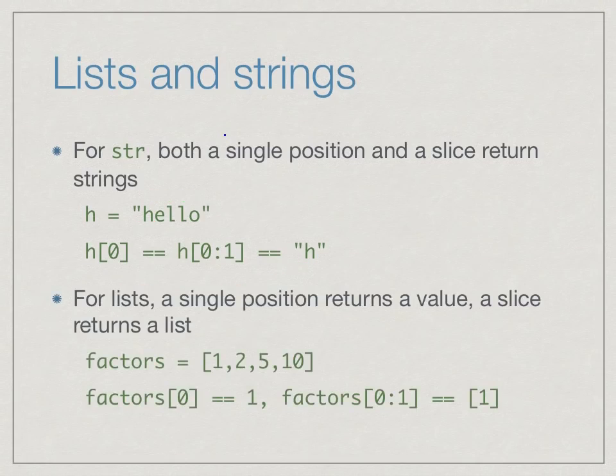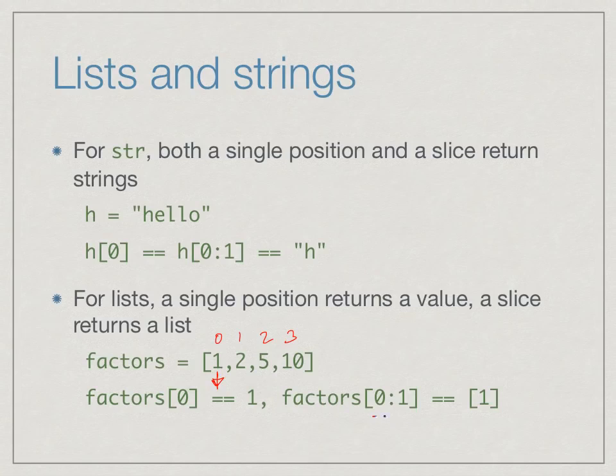Now this will not happen with a list in general. So if we have a list, a list consists again of positions 0, 1, 2, 3, say. And now if we take the 0th position, we get a value. We get the value 1. We don't get a list 1.